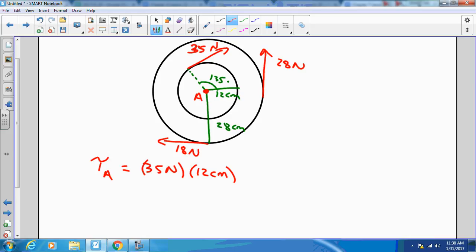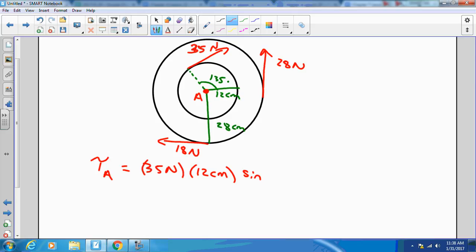The 28 centimeters is the radius of the large wheel. See how it extends from A down to the edge, and the 12 centimeters is the radius of the small wheel. All right, but now I need the sine of the angle between. Sine phi. That's the tricky part.